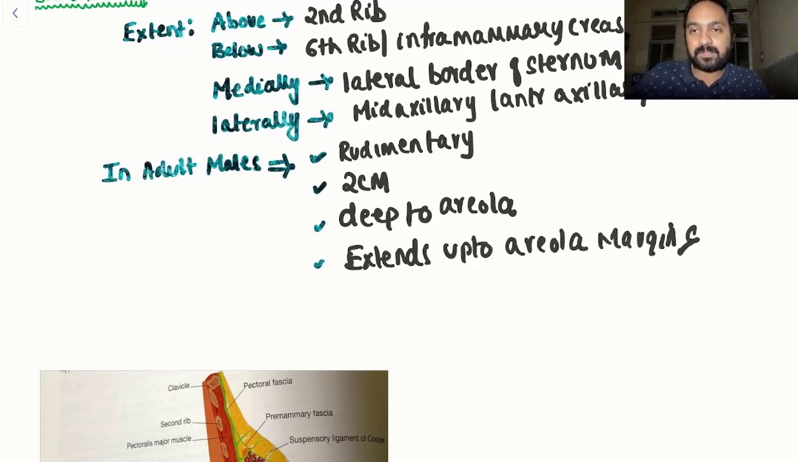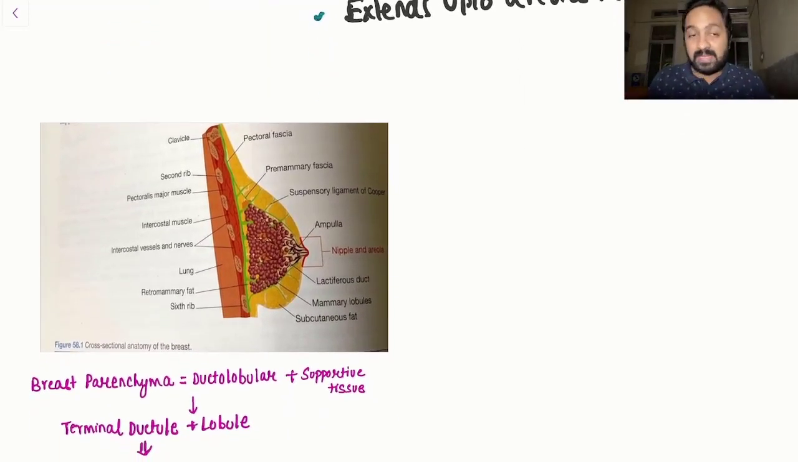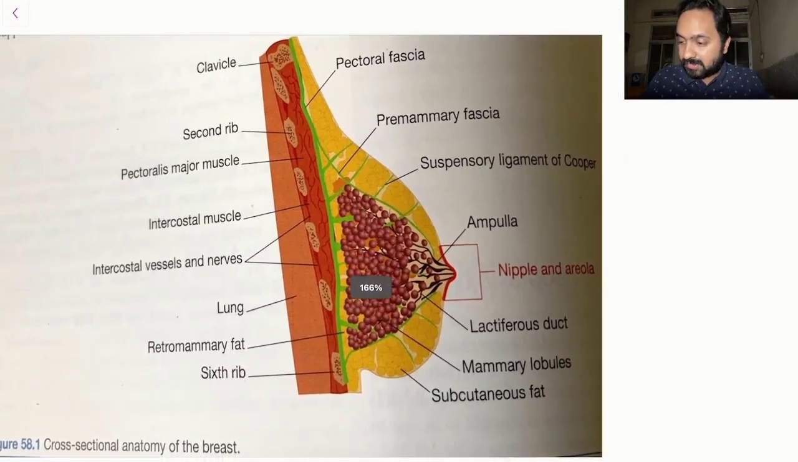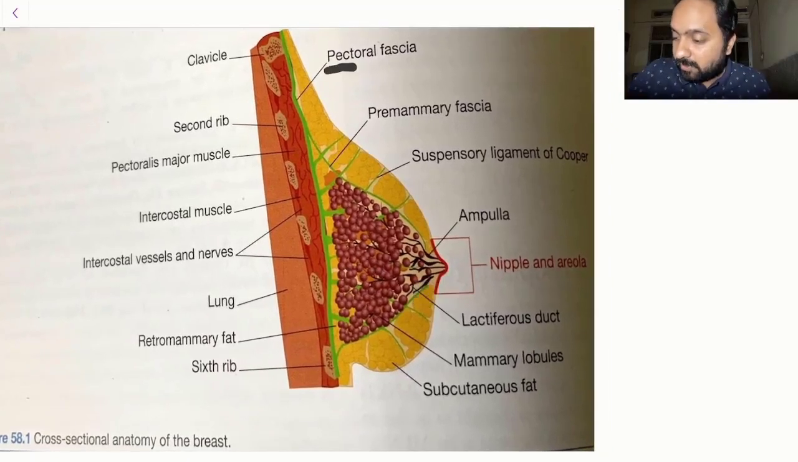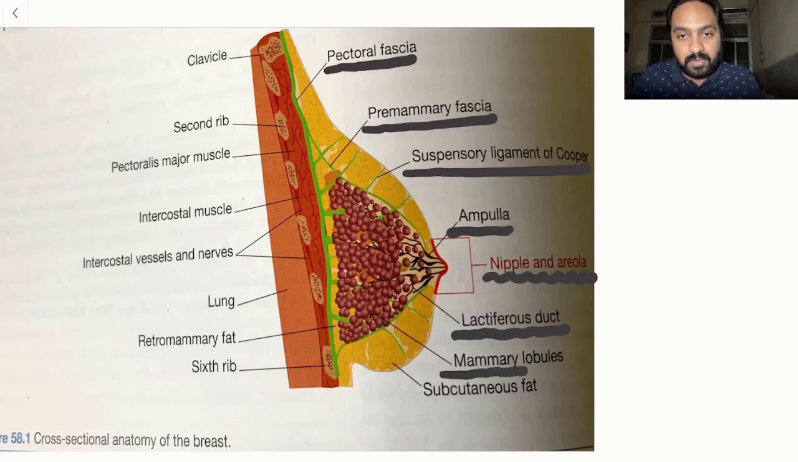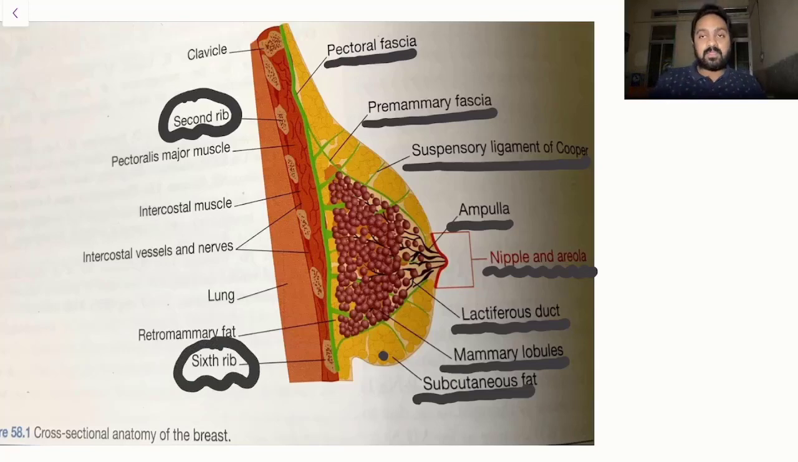Right. Now this is a very basic diagram taken from your Bailey and Love regarding your cross-sectional anatomy of the breast. So you can see the pectoral fascia, the premammary fascia, the suspensory ligaments of Cooper, this is your ampulla, this is your nipple and areolar complex, these are your lactiferous ducts, then these are your mammary lobules, this we have as your subcutaneous fat. So the extent of the breast is from your second to your sixth rib.